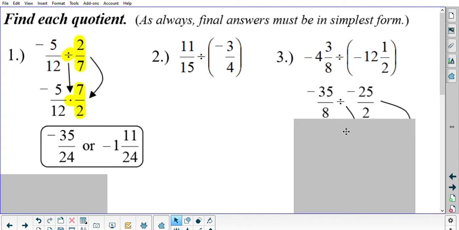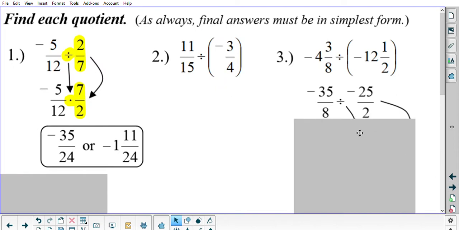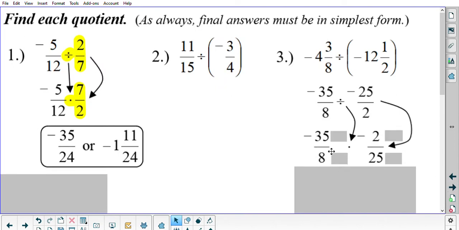What do we do from here? From here, we have to apply the rule that we just learned. Division is the same as multiplying by the reciprocal. When you do that, the first fraction stays the same. It does not become the reciprocal. First one stays the same.